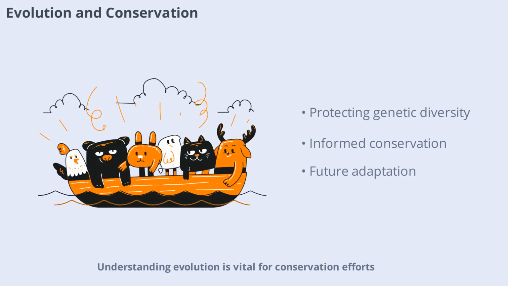Understanding evolution is vital for conservation efforts. By knowing how species adapt and evolve, scientists can develop better strategies to protect endangered species. Conservation programs often focus on preserving genetic diversity, which is the raw material for future evolution and adaptation.